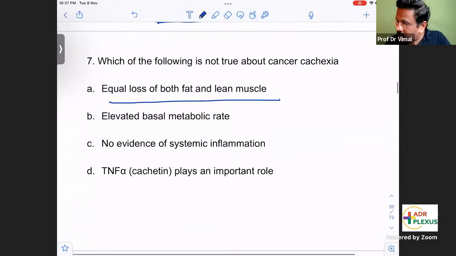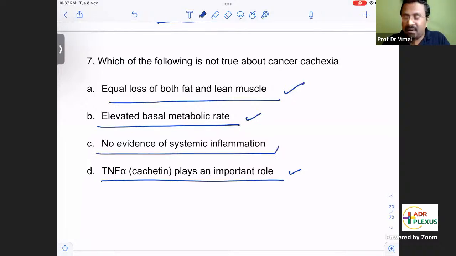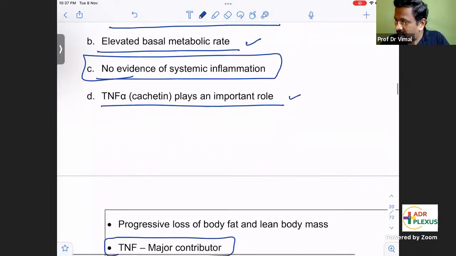So let us come to the options here. There will be equal loss of body fat and lean muscle. Elevated basal metabolic rate will be there, and TNF plays a major role, but there will be increased acute phase reactants, and there will be systemic inflammation. So this option is the wrong option.